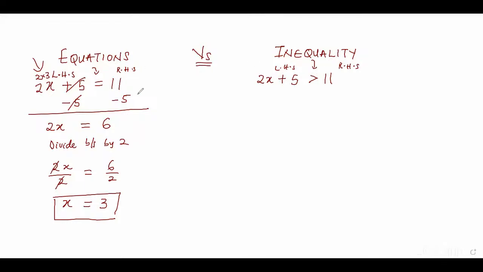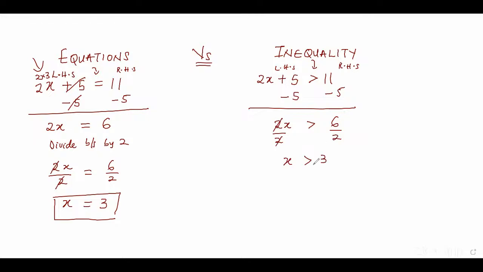Like I said, most of the principles that work for equations are also very relevant and valid for inequality. So what we want to do here is subtract 5 from both sides, so that we get 2x on the left-hand side and 6 on the right-hand side. Now, the next thing you want to do is divide everybody by 2 to make x be all by itself. When you do that, you'll have x on the left-hand side and 3 on the right-hand side. Now, x is greater than 3.